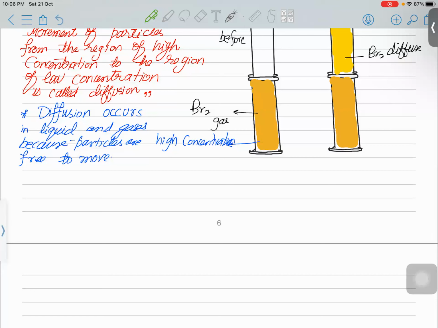Now, can you tell me, is diffusion in gases fast or is diffusion in liquid fast? Diffusion in gases. Why? Sir, because gas particles are lighter. Because gas particles move fast. Because gases have less intermolecular attraction. They are far away from each other.